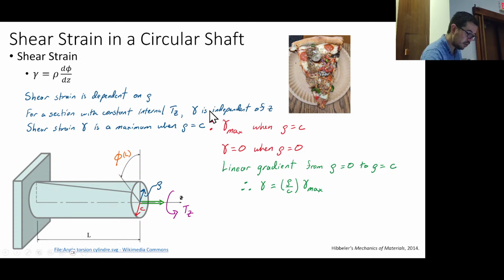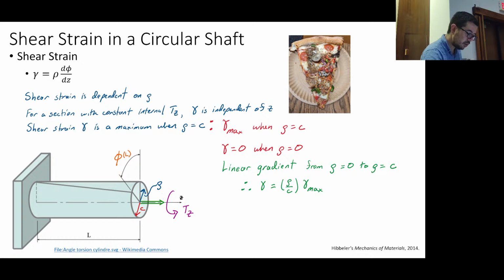At least it's independent of z. It's dependent on the radius, rho, how far it is from the center line. But as long as it's at the same rho, it's going to be constant along the length of the rod. And the shear strain gamma is a maximum when rho equals c. That's another true statement, and we already kind of discussed that.